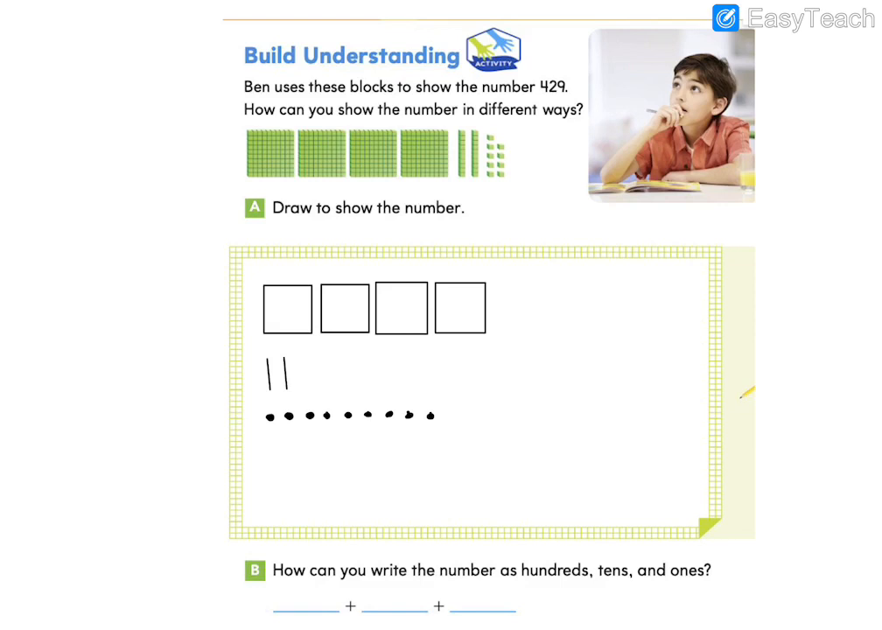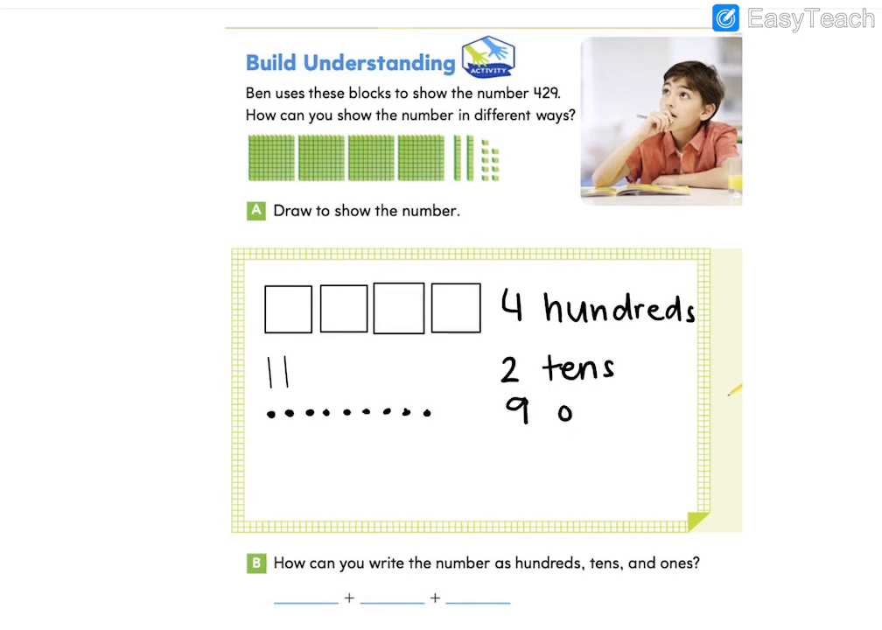Let's go ahead and label this on our picture. We have 4 hundreds, 2 tens, 9 ones. What it's asking us to do down here is write the number as hundreds, tens, and ones.